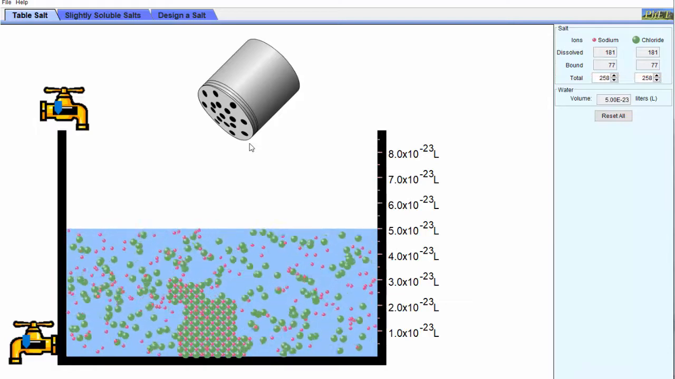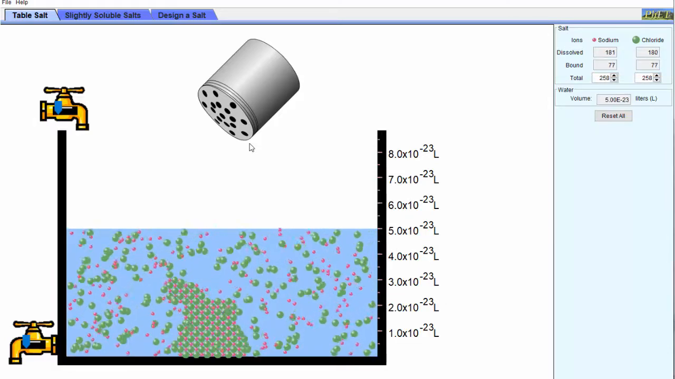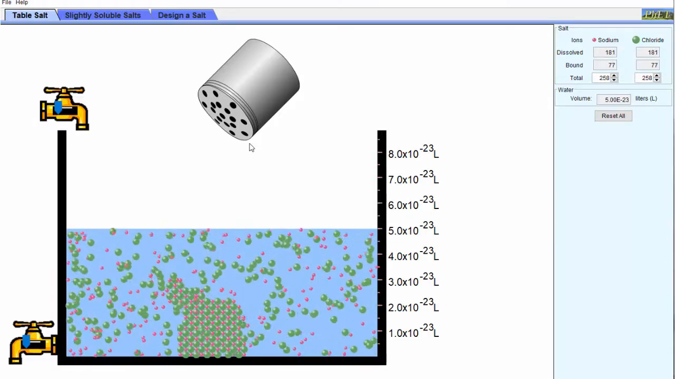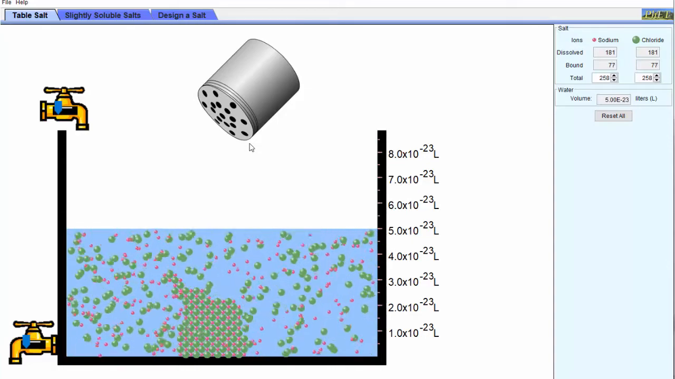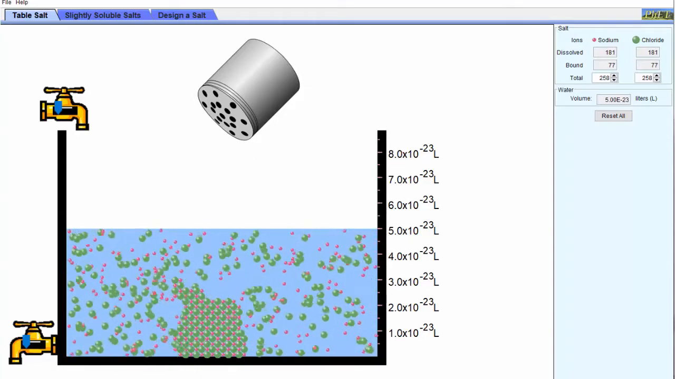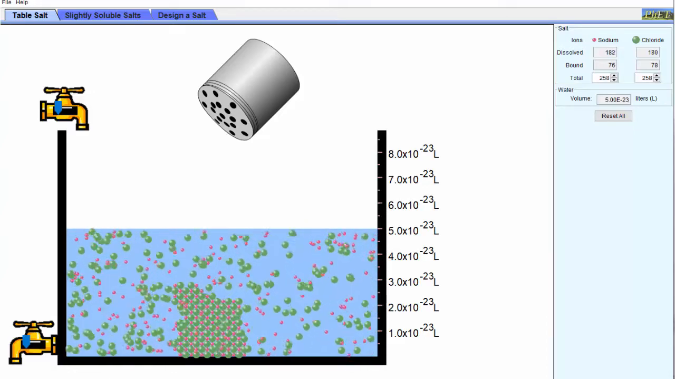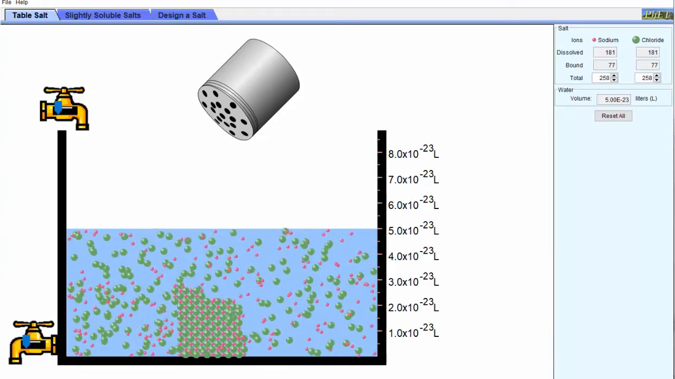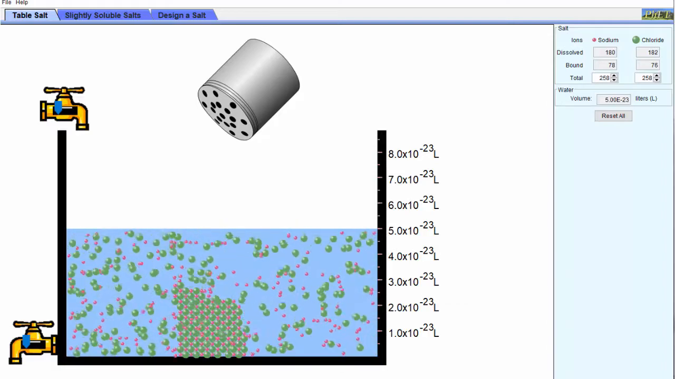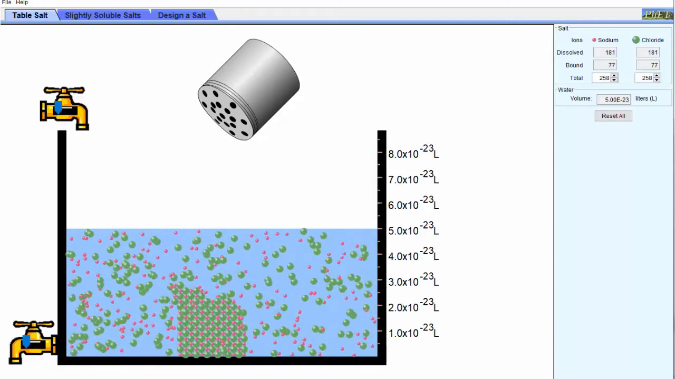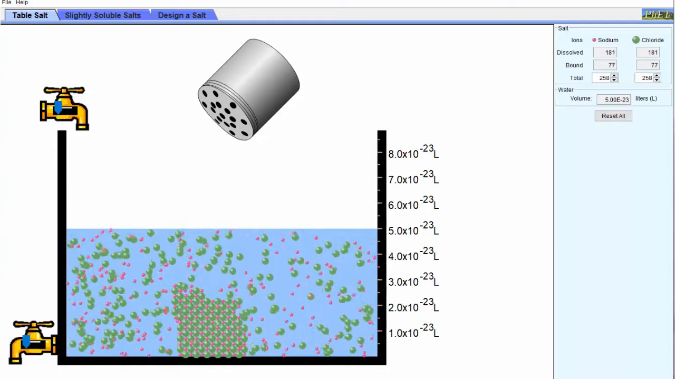However, watch the saturated solution closely. You'll see that in fact ions are dissolving from the crystals, but at the same time other ions are precipitating out from solution onto the surface of the crystal. So the crystal is both dissolving and precipitating. And right now, the rate at which they're precipitating equals the rate at which they're dissolving.